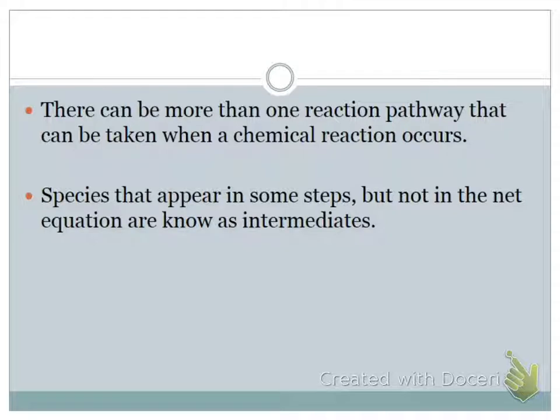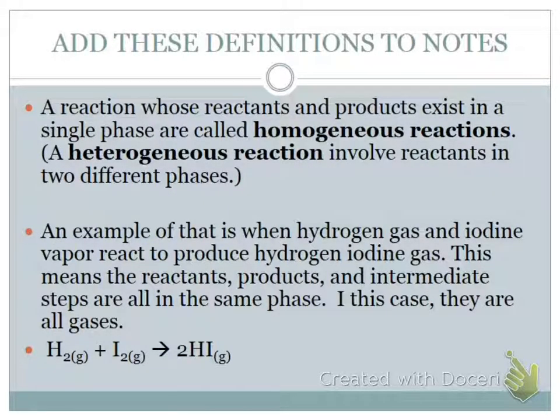There can be more than one reaction pathway. That is just one. There's other ones, but overall we care about the overall net, and of course the things in the middle we call the intermediates, which is a vocab, so make sure you know that. You're going to need to add these definitions to your notes.